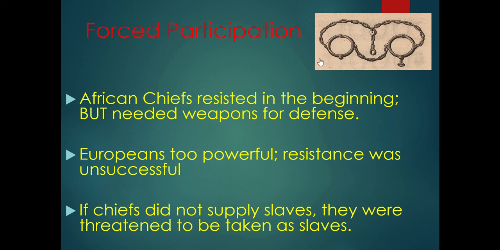And this picture up here is just another type of restraint that they would use. Here are some pictures. They're not easy things to see. It was not a proud moment in American history at all.